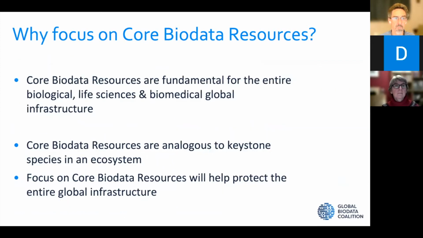Next slide. Why focus on these? Well, they're fundamental. Core biodata resources are fundamental for the entire infrastructure by definition. And we view them as being analogous to keystone species in an ecosystem, so that focusing on the core biodata resources will help understand and protect the entire ecosystem of resources globally. The next slide.